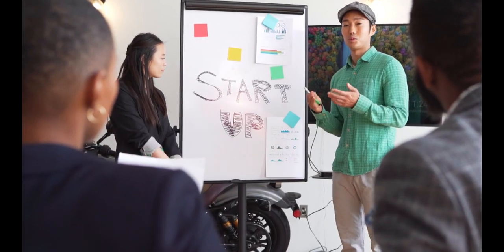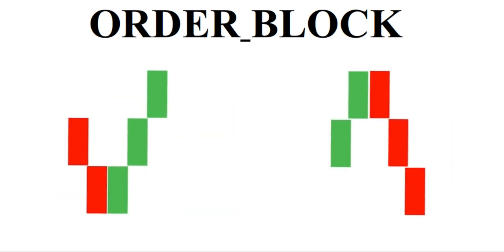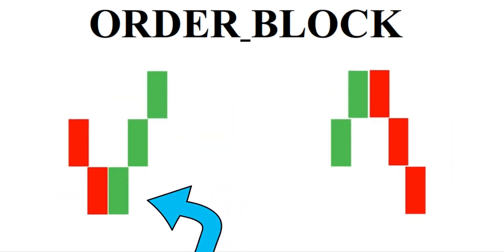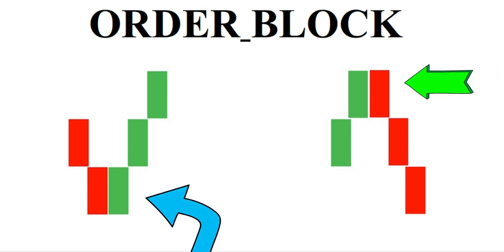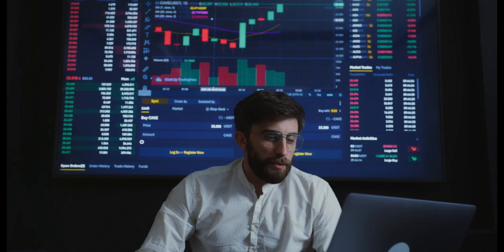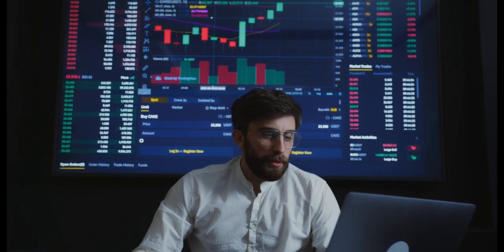In my own understanding, an order block is the last bearish candle before a big bullish move for an uptrend market, and it is also the last bullish candle before a big, strong bearish move for a downtrend market. Order blocks are the building blocks of excellent trades.